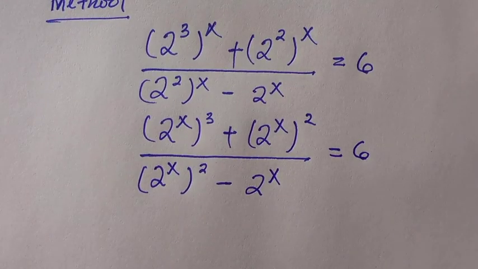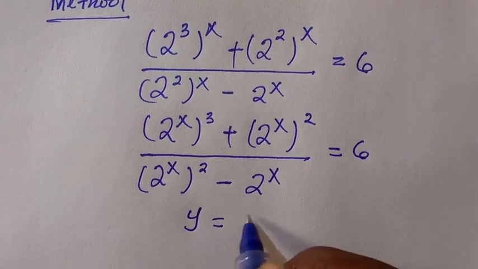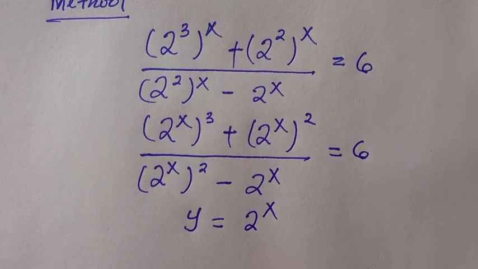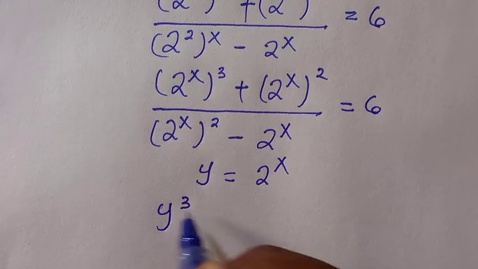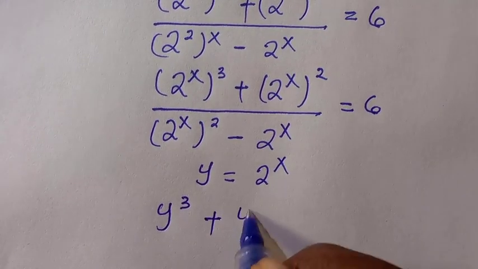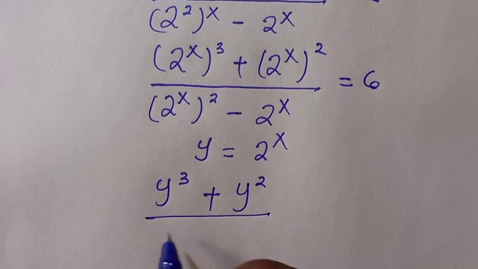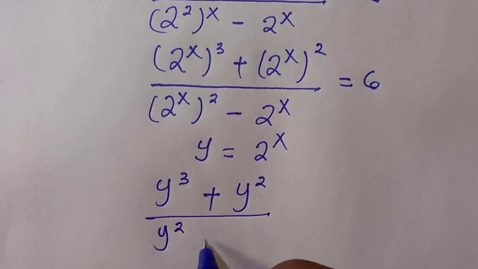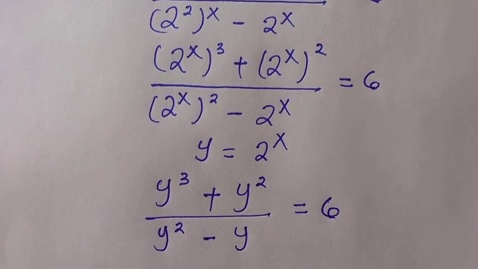We are going to let it be another letter. Suppose I let y equals 2 to the power of x, which means we have y to the power 3 plus y to the power of 2, divided by y to the power 2 minus y equals 6.